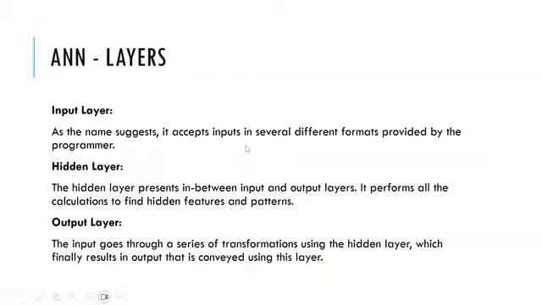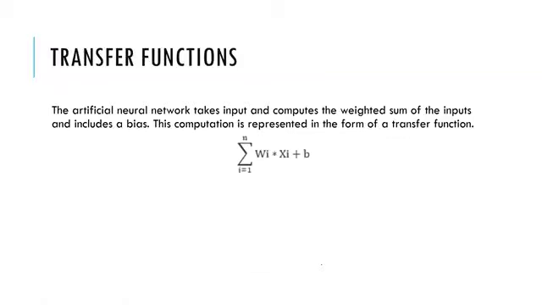So these are the definitions. Input layer: it accepts input in several different formats provided by the developer or the programmer. Hidden layer is present in between the input and the output layer. It performs all the calculations and finds hidden features and patterns. So this is something you have to remember. The output layer: it goes through a series of transformations using the hidden layer, which finally results in output that is conveyed using this layer.